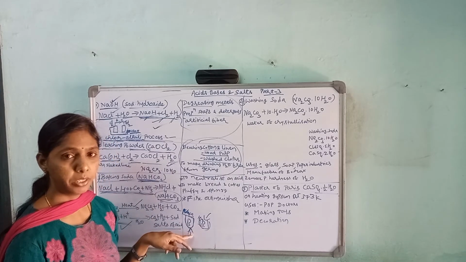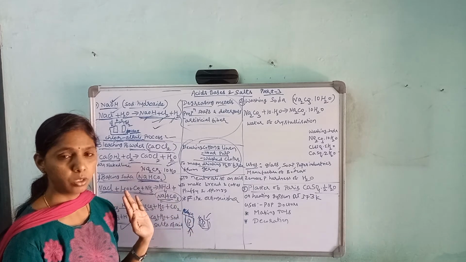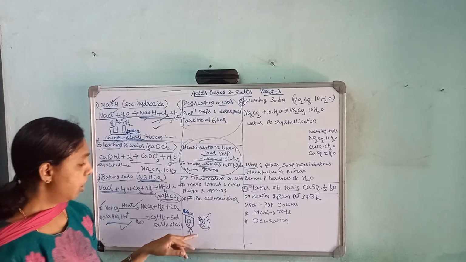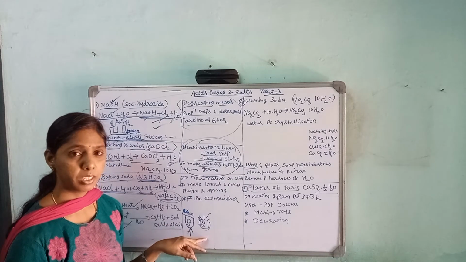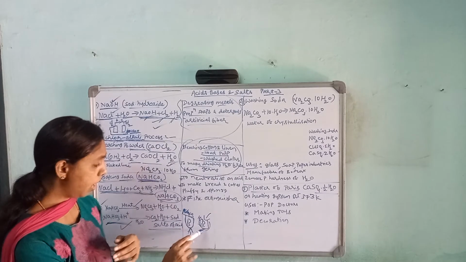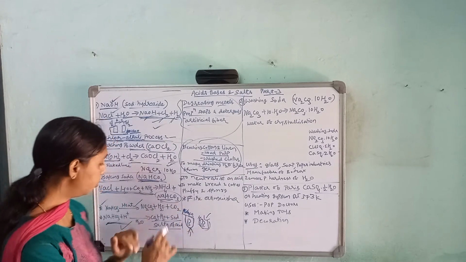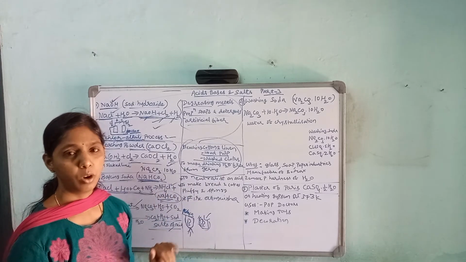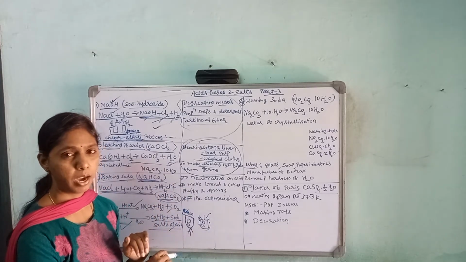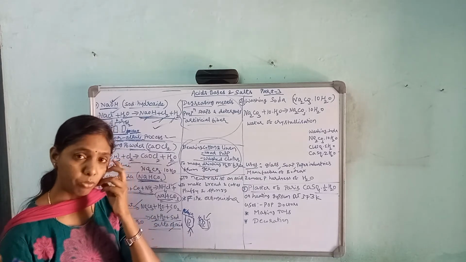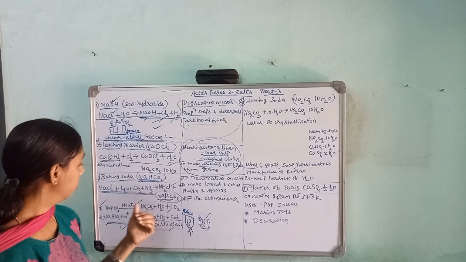If we heat this baking soda, we will get washing soda, or the sodium carbonate we can say. And if you mix it with water, we will get sodium carbonate. So these are the two important reactions, and this is the reaction about the preparation. The first reaction is regarding the preparation of baking soda.